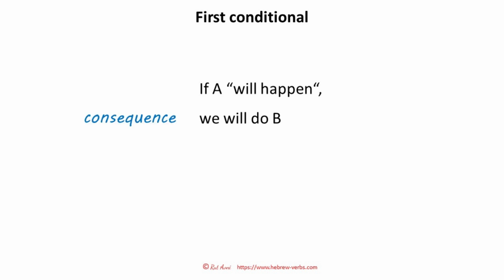Okay. First conditional, what is that? Well, the first conditional is something that is possible to happen. The code is: if A will happen, this is how it is said in Hebrew, not "if A happens." So if A will happen, that's the condition, we will do B. These are the consequences. And here you see you have already in the condition the future tense. Not only in the consequence, but without the future tense, no first conditional in Hebrew.